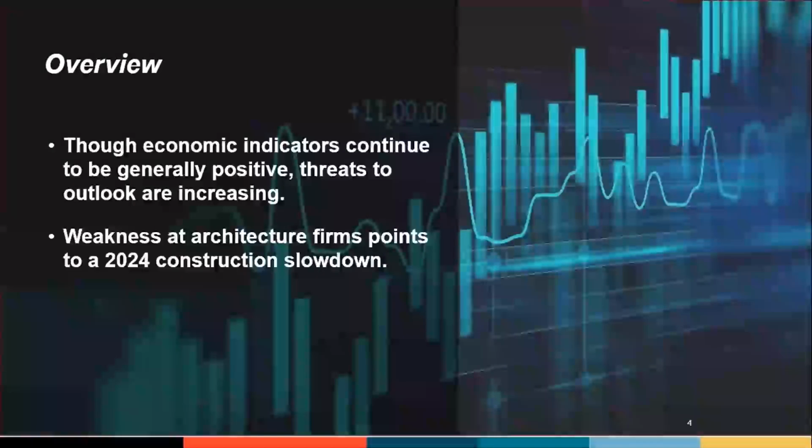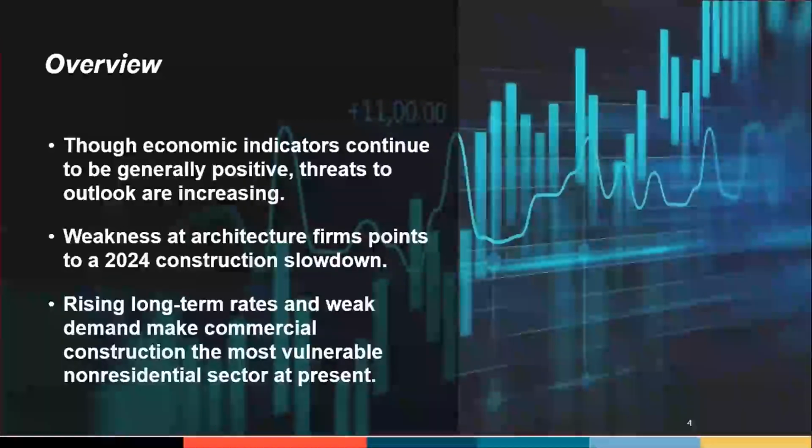The weakness at architecture firms. So when we get to the end, these are our headlines for this presentation. We are looking at a 2024 slowdown, but not equal across all sectors. I'll talk about what that means, where we see the growth and where we see the softening. And then on the longer term, long-term rates and weak demand are making commercial construction, that's our most valuable place, but also multifamily, challenging. Again, I'll come back to this, but these are the three overarching points that are going to guide us through this presentation.